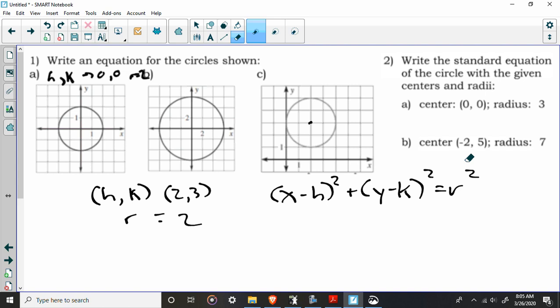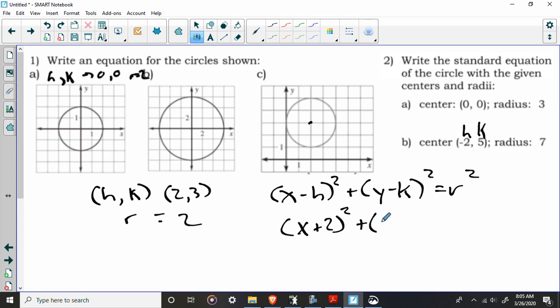Okay, your center is at -2, 5. So again, what is that? That is going to be your H and K. Just don't forget to flip them when you put them in here. So -2 is going to become +2. +5 is going to become -5. And your radius is 7, so 7 squared, right? 7 squared is 49. Okay.